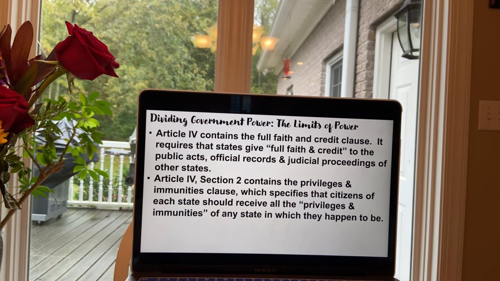Let's say that I get married in the state of Alabama, and for some reason I have to move to Colorado. The state of Colorado would recognize my marriage license because that is part of the full faith and credit clause.